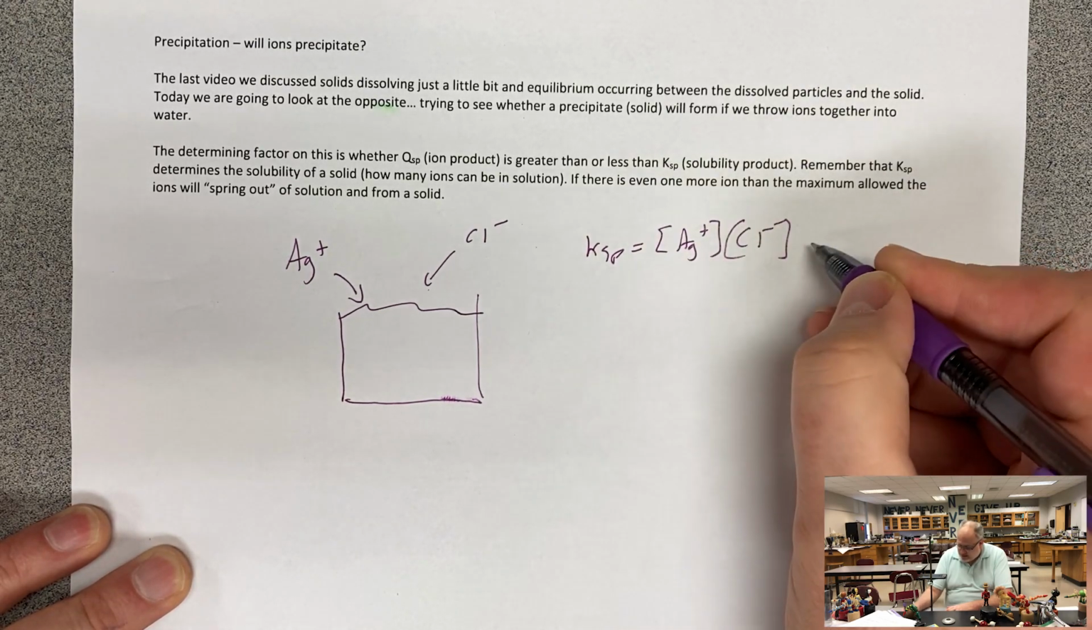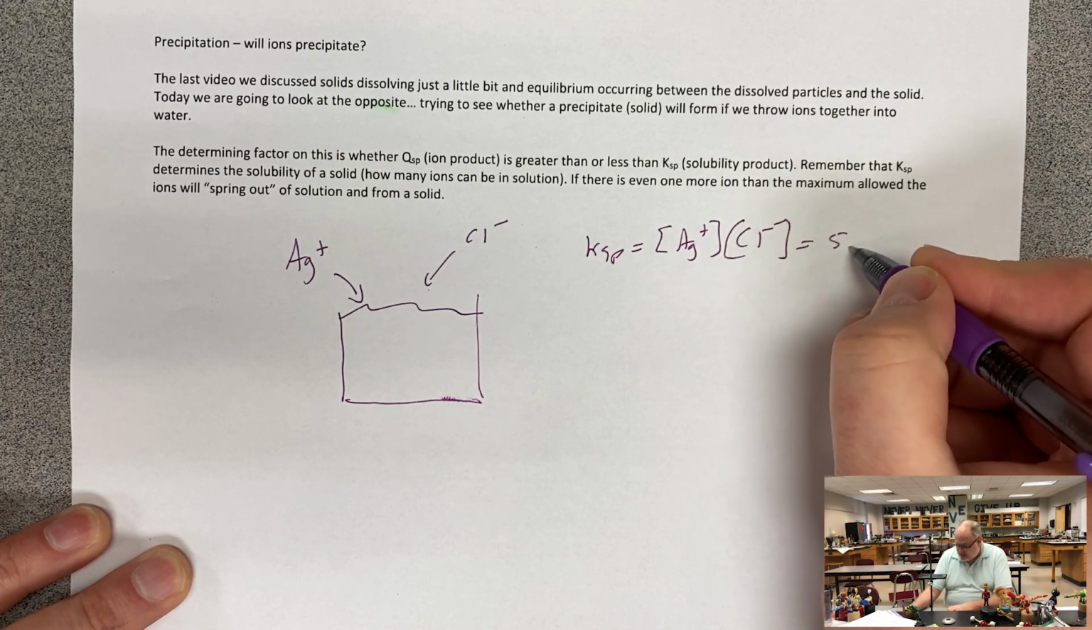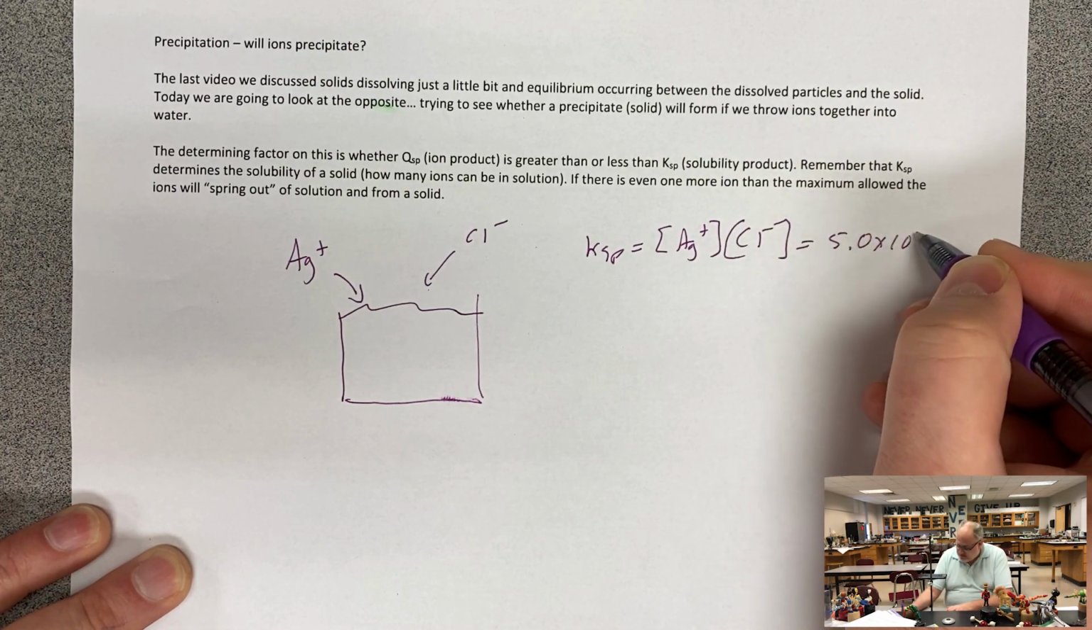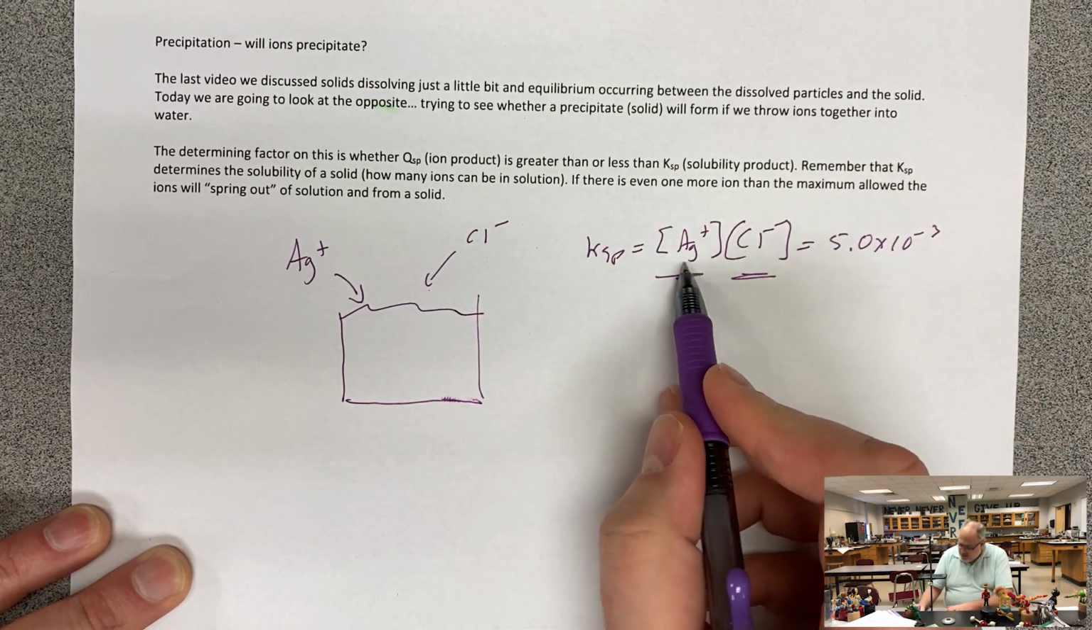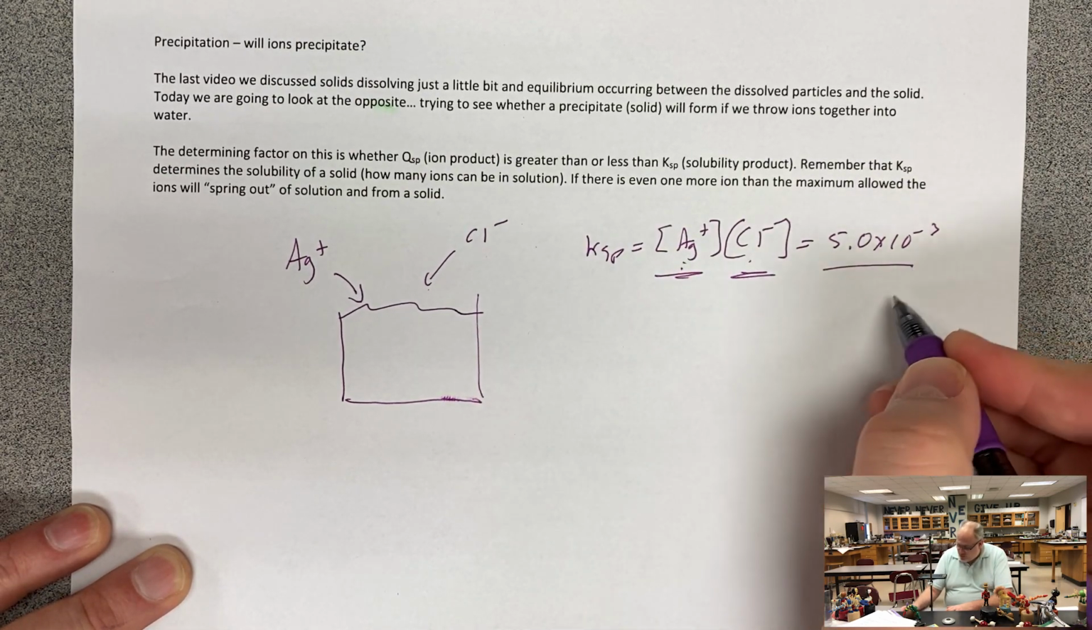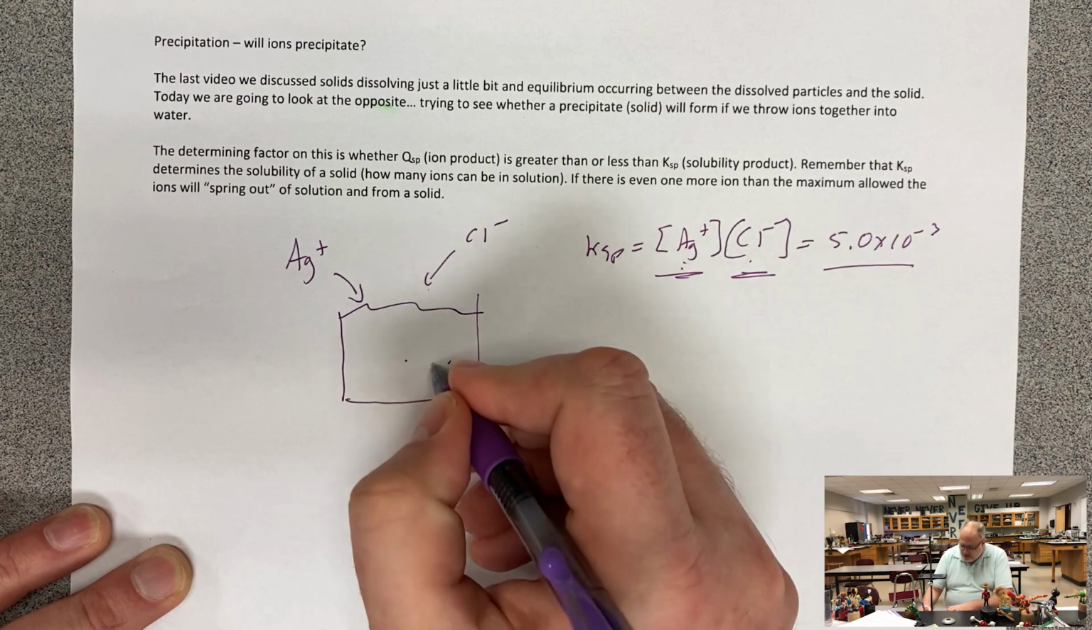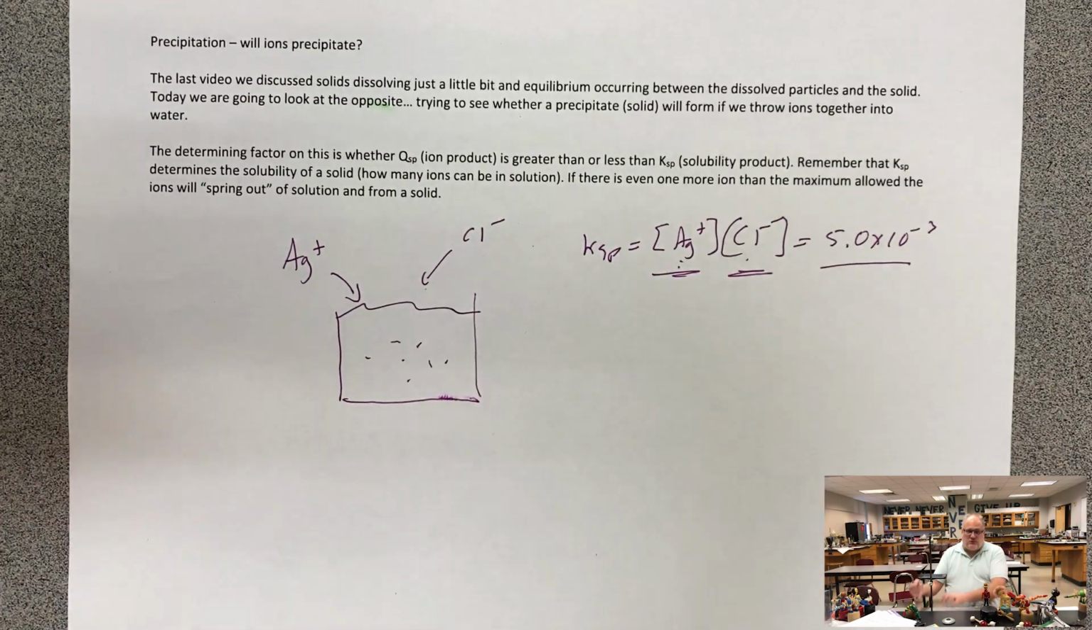And if I do the math on that, if I look it up on a table, it's 5.0 times 10 to the negative 3. And that means that when these two quantities multiplied equal this number or greater, stuff will pop out of solution. That's what we're looking to do today.